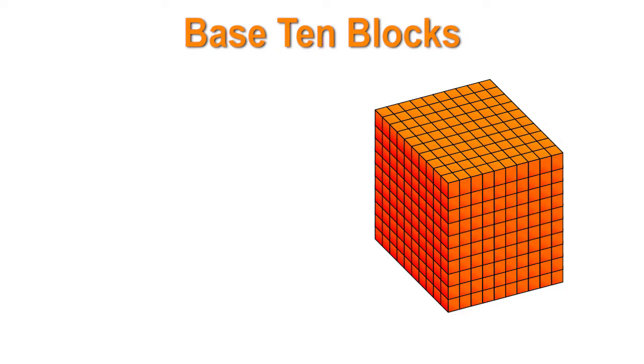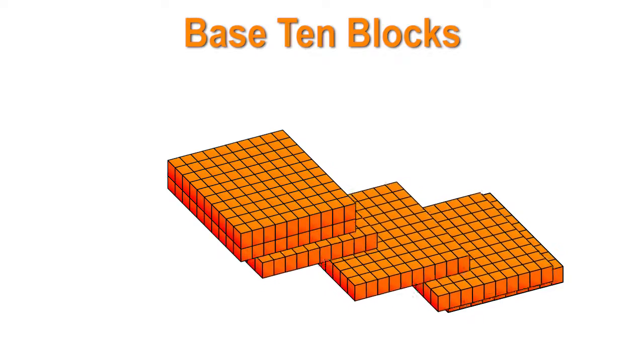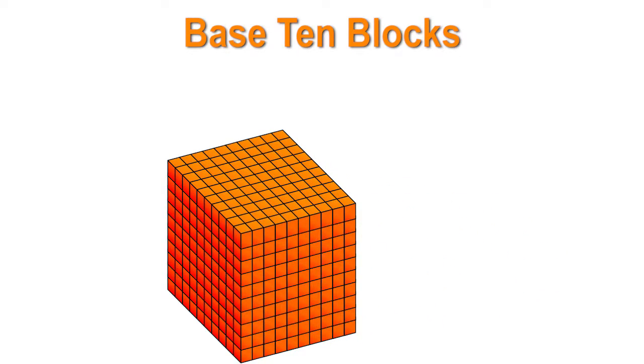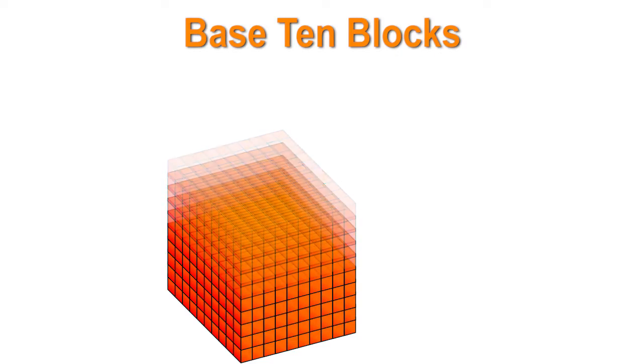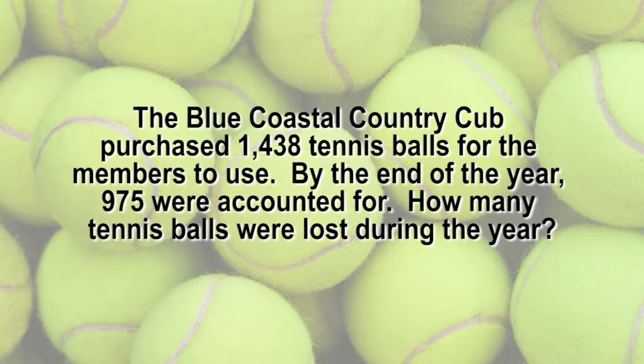Let's try another problem. This time we will use the thousand block, which is the same value as 10 hundreds flats. When the hundreds flats are stacked, you can see they are the same. 10 hundreds equals 1,000. Given the problem, the Blue Coastal Country Club purchased 1,438 tennis balls for the members to use. By the end of the year, 975 were accounted for. How many tennis balls were lost during the year?